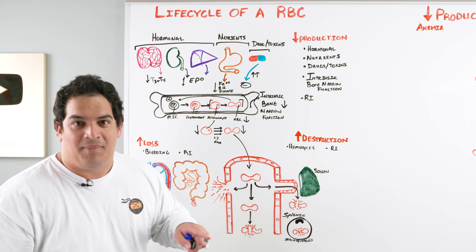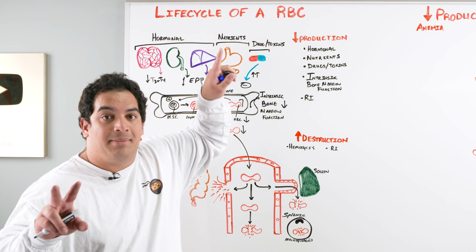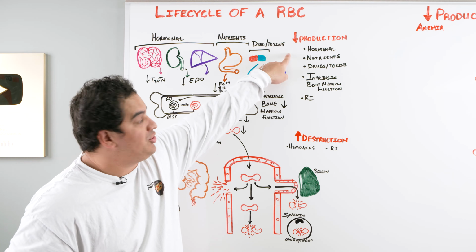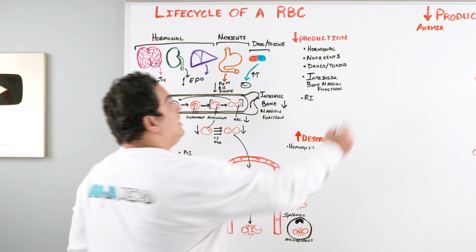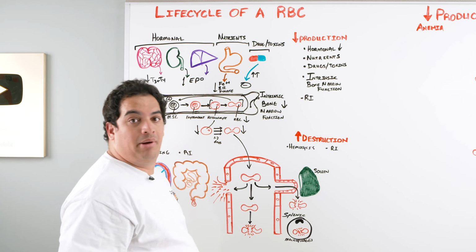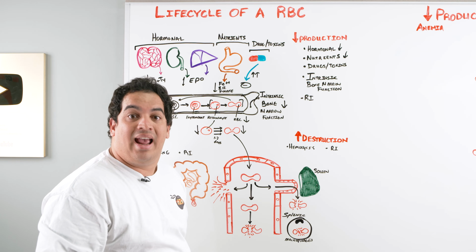But that's the big thing. So to put it all together, it comes down to two different types of anemia. Anemia due to a decreased production. If it's a decreased production, what could be the issues? It could be decreased hormones, thyroid, EPO, decreased nutrients, decreased B12, folate, and iron.